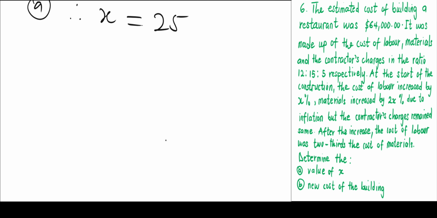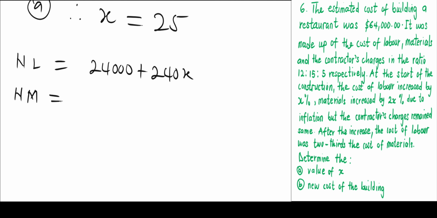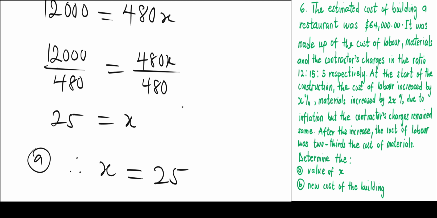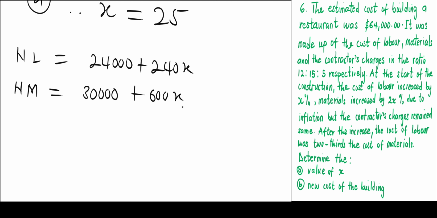So we know that the new cost of labor was, we had 24,000 plus 240x, and the new cost of materials, we had 30,000 plus 600x, and it was stated that the contractor's charges remained same. All right. So you could say that for the contractor's charges, we had it to be 10,000, right? We had the result to be 10,000. So it's the same thing for the contractor.